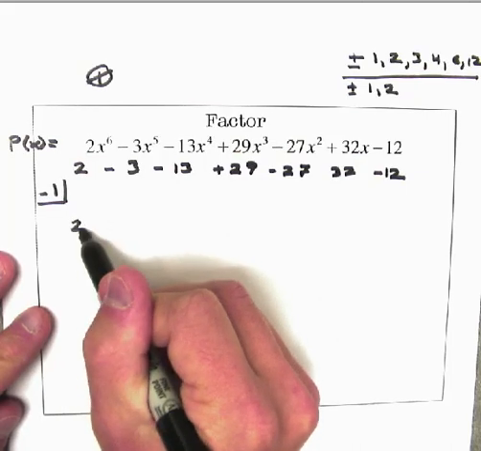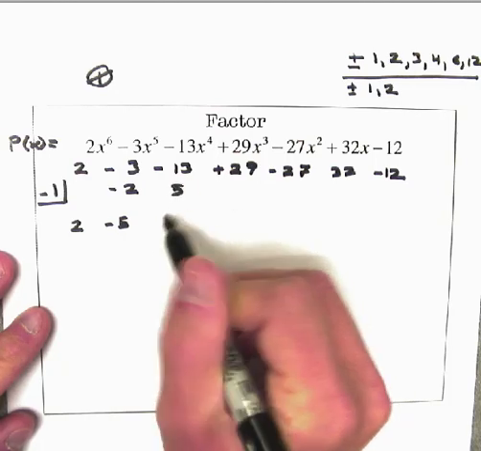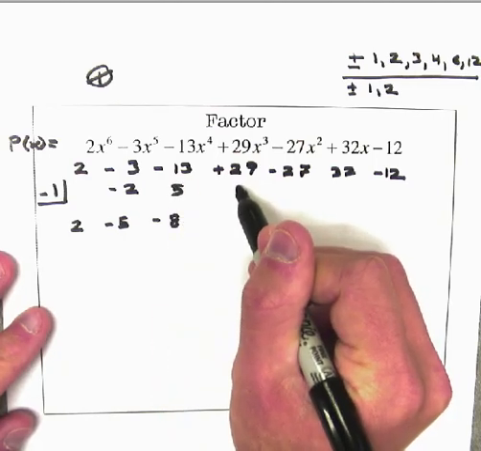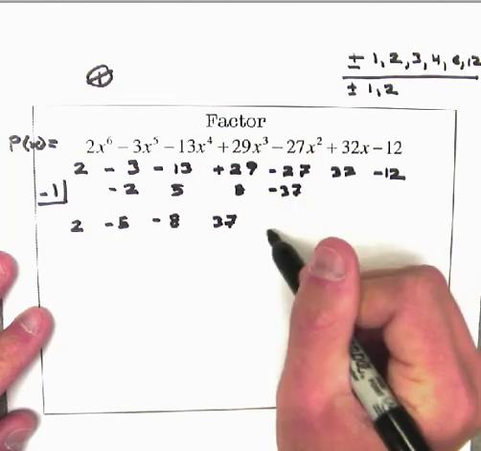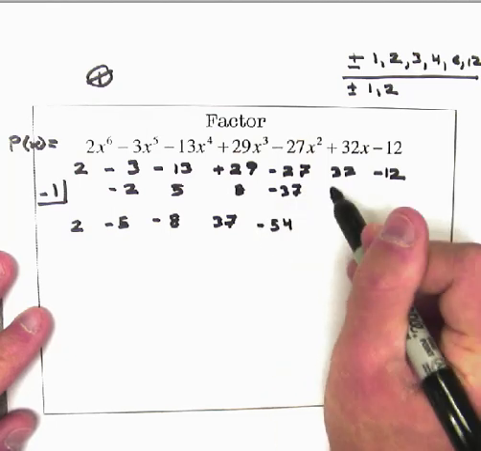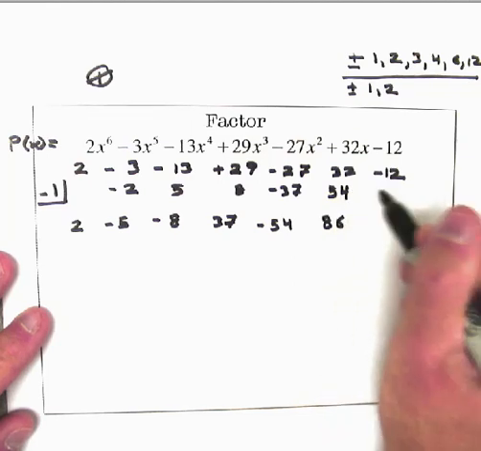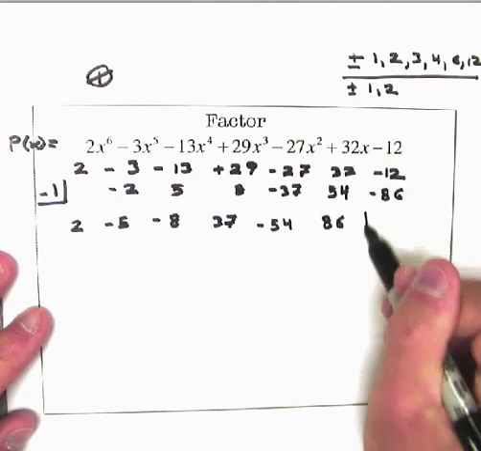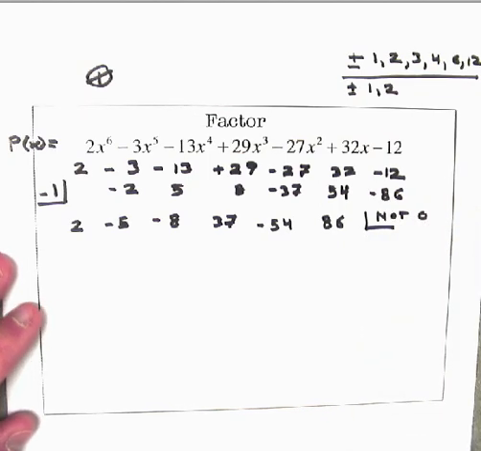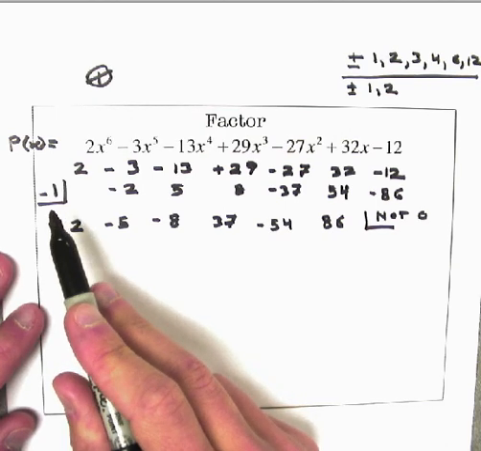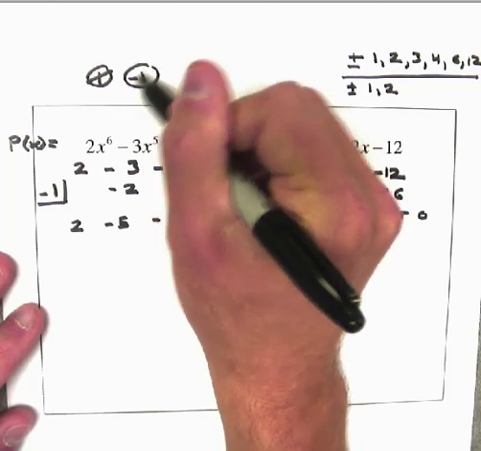And then we go through our synthetic division algorithm. Bring down the first number, multiply. Add those together, multiply. Add those together, multiply. Add those together, multiply. Add those together, multiply. Okay, and I don't really care what this number is. It's not 0. So that tells me that -1 is not one of the zeros of this polynomial. So -1 is now off my list.